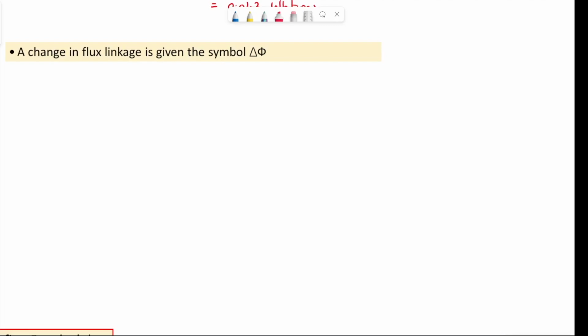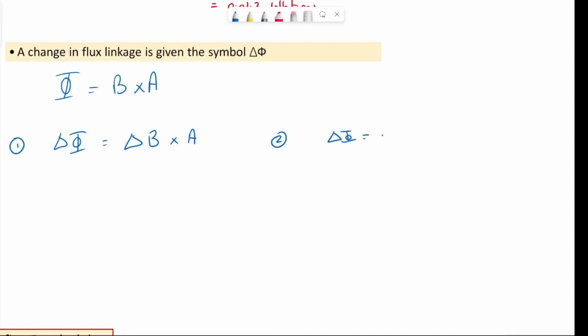A change in flux linkage is given the symbol delta phi. The change in flux linkage can be due to two factors. For phi is B times A, then delta phi may be due to a change in magnetic flux density multiplied by the area, or number two, the change in flux delta phi may be due to a change in area of the coil, denoted by B delta A.